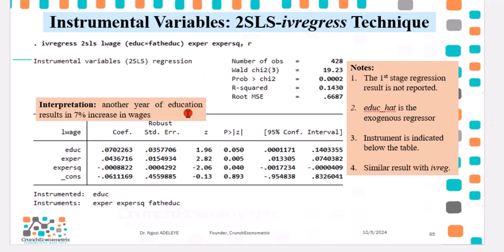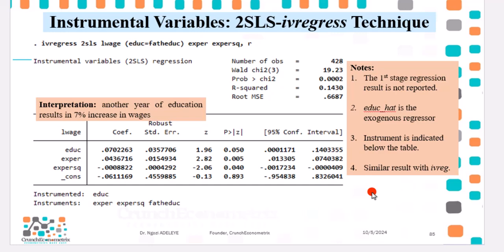So how do we interpret these results? Very similar to when we had a piecemeal approach. Another year of education results in a 7% increase in wages. Very, very similar to when we used ivreg. In fact, identical to say the least. The first stage regression is not reported, just like I said, because I did not indicate the option first in the code. And now we can say educ hat is exogenous. The instrument is indicated below the table. So almost a mirror image.